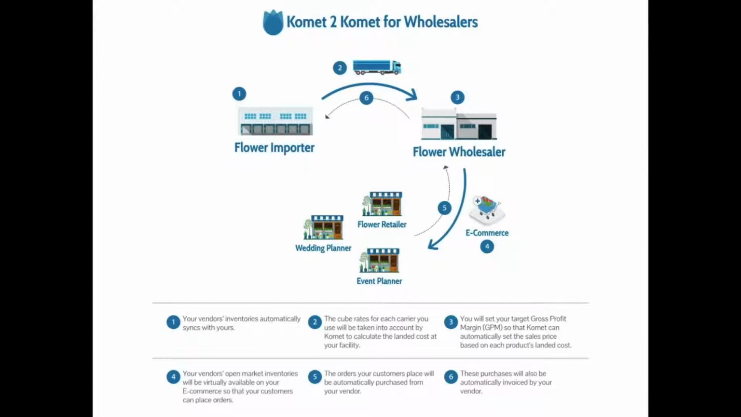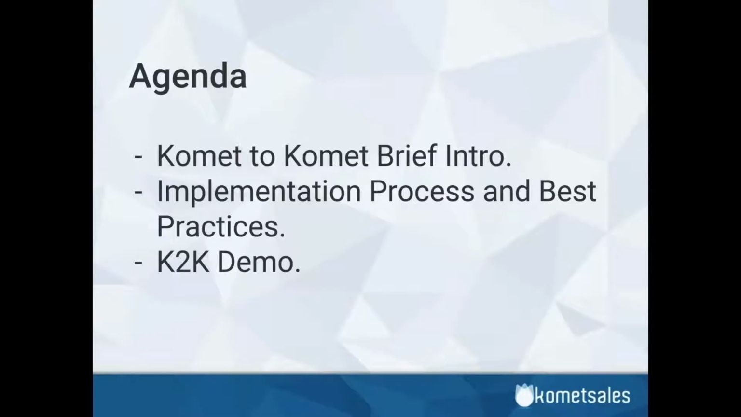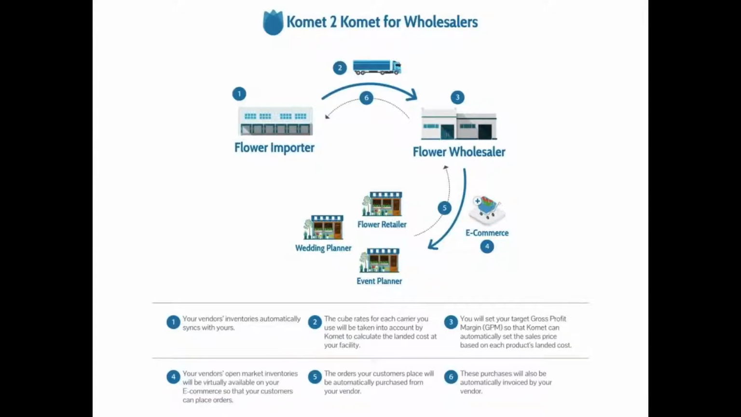Going back to the first part, the comment-to-comment brief introduction, this is an idea of what the chart will look like. We're coming from the flour importing, and then we have the wholesaler. The inventory is automatically reflected in the wholesale location, which allows retailers, wedding planners and event planners to see the inventory, and when they check out, it automatically creates a pre-book and the purchase order, and then sends it automatically to the importer, where it creates the invoice. Again, all this will be shared with you, where you can see the different steps and the different information.